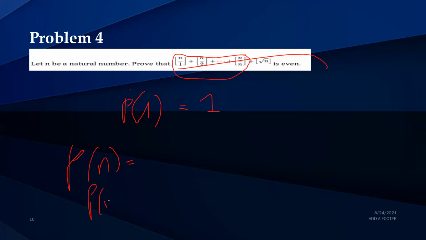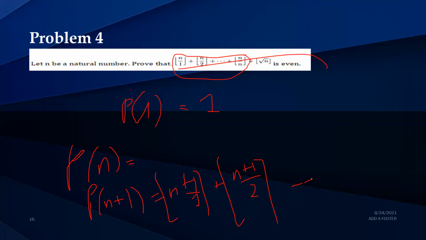And now what we have to prove is basically that P of n plus 1 minus P of n is S of n. So then our statement would be true. So let's evaluate P of n plus 1. P of n plus 1 is the floor of (n plus 1) by 1 plus floor of (n plus 1) by 2, up till floor of (n plus 1) by (n plus 1).